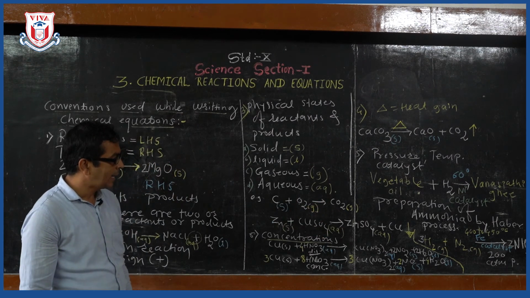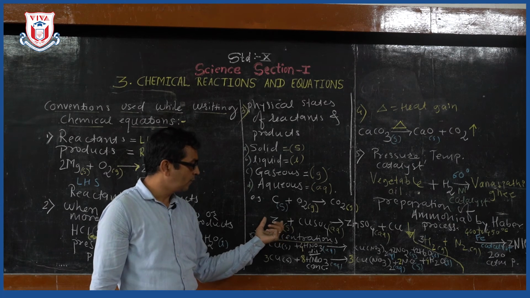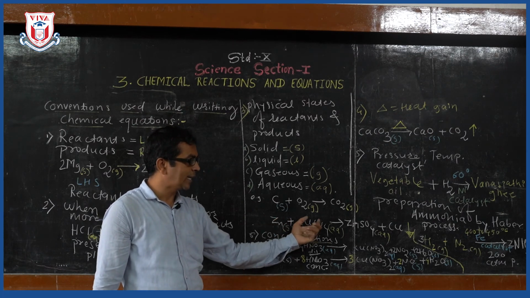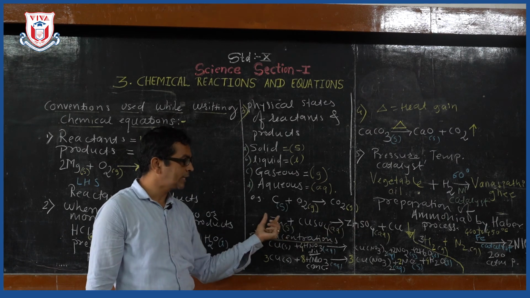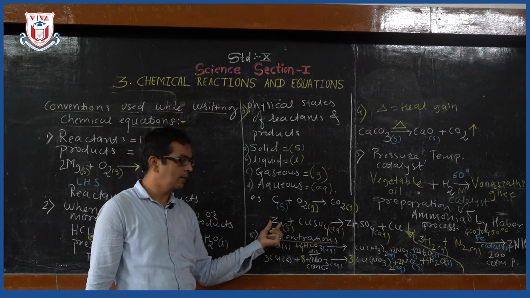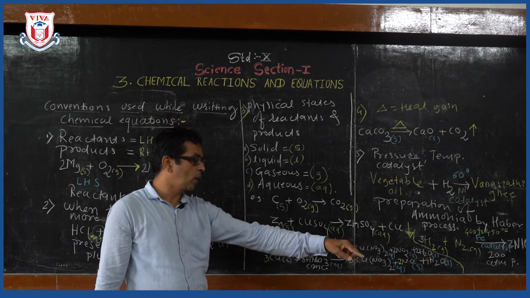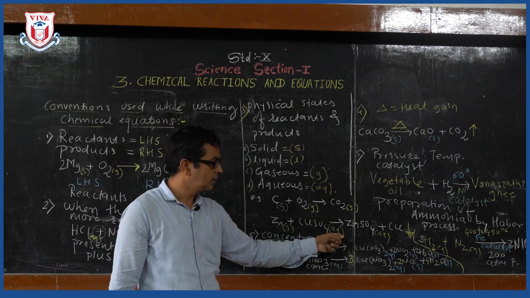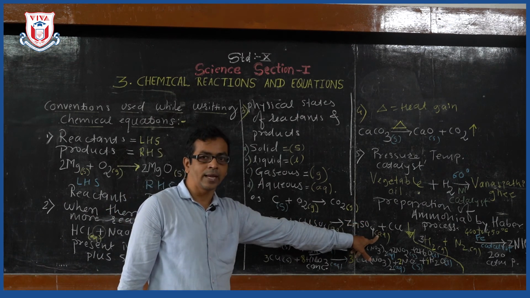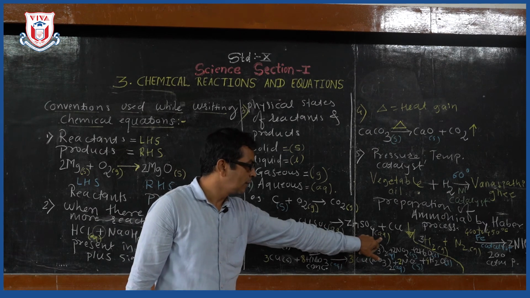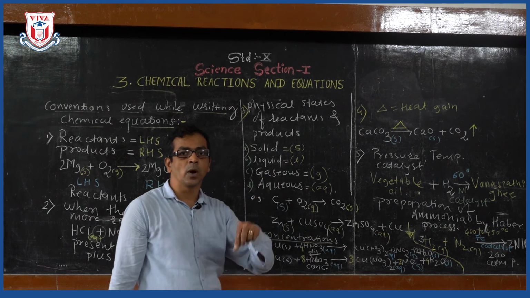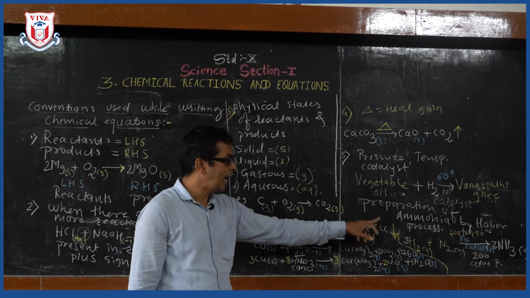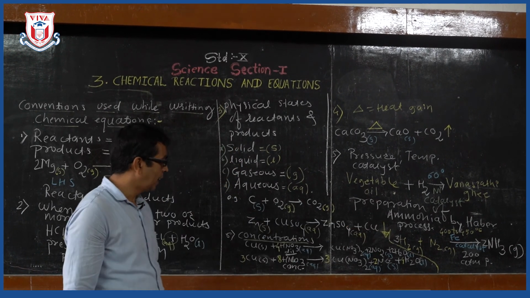Same way, when I carried out the reaction of zinc reacting with copper sulfate, I will get zinc sulfate and copper. So the state of zinc is what? It is solid. Copper sulfate I dissolve in water, so it will be aqueous. Zinc sulfate I got, that is again present in water, so it is aqueous. And copper, it is deposited, so I have shown it with a downward arrow.